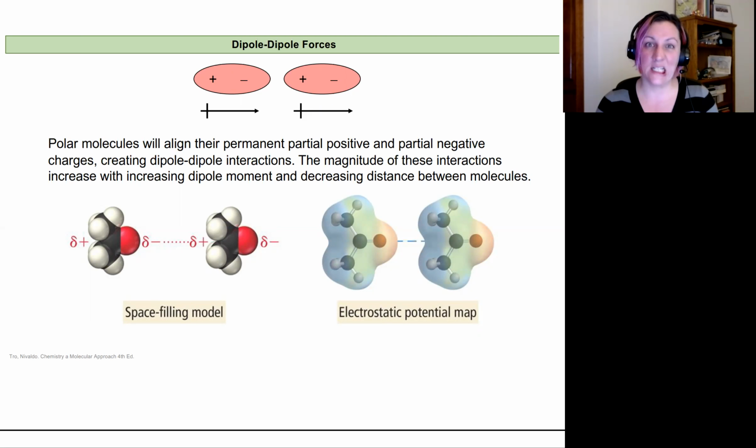Now we're going to focus on dipole-dipole interactions. These interactions are stronger than London dispersion forces, but they're weaker than hydrogen bonding or ion-dipole interactions. The difference between these and London dispersion forces is that it's still a dipole moment attraction between two molecules, except now the dipole moment is not temporary. It's not spontaneous. It's something that is inherent to the structure of the molecule. And so this takes place between polar molecules.